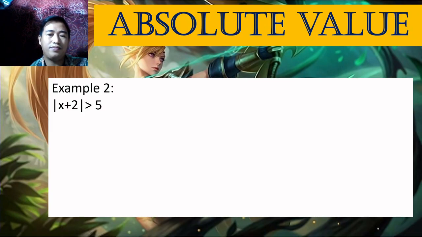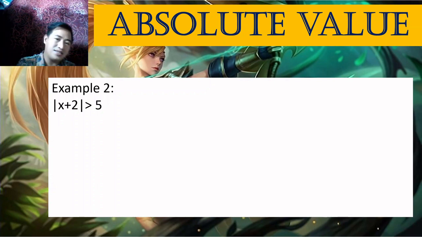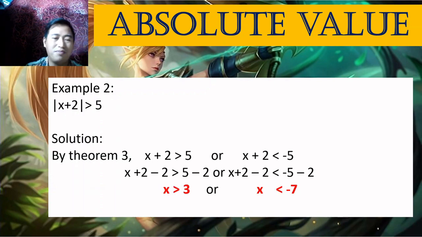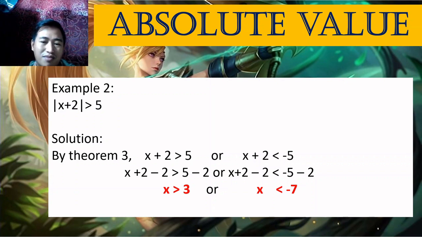Next. Example number 2: the absolute value of x plus 2 is greater than 5. What if it is greater than 5? Which theorem is for greater than, as earlier? Theorem 3. So, solution by Theorem 3: we just copy it. x plus 2 is greater than 5, or x plus 2 is less than negative 5.